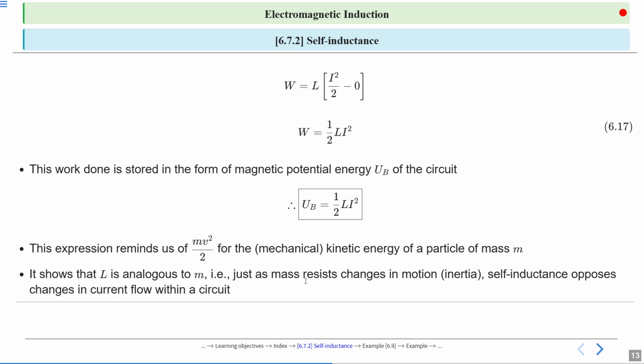Just as mass resists change in motion, which is called inertia, due to the mass of the body it resists change in motion. Mass is the measure of this inertia. So due to the mass, the body resists changes in motion, and self-inductance opposes changes in current flow within a circuit. So L is analogous to m if we are comparing this relation by drawing an analogy.